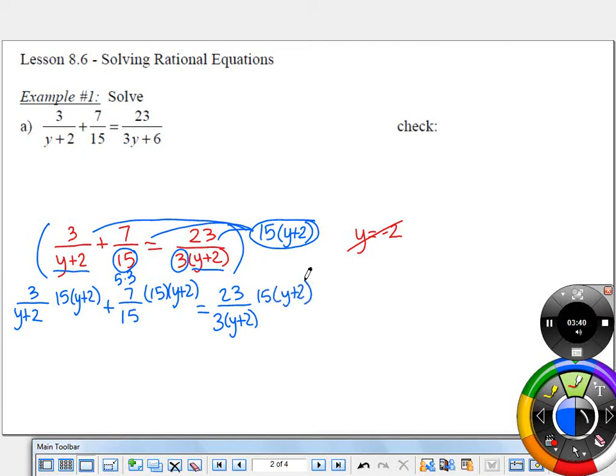So let's look at what happens at each of these terms as we multiply by the 15 times y plus 2. In the first term, the y plus 2's will cancel, leaving us with 15 times 3, which is 45. In the second term, the 15's will cancel, leaving us with 7 times y plus 2. And on the other side of the equation, the y plus 2's will cancel. 3 will go into 15 5 times, leaving us with 5 times 23, which is 115.